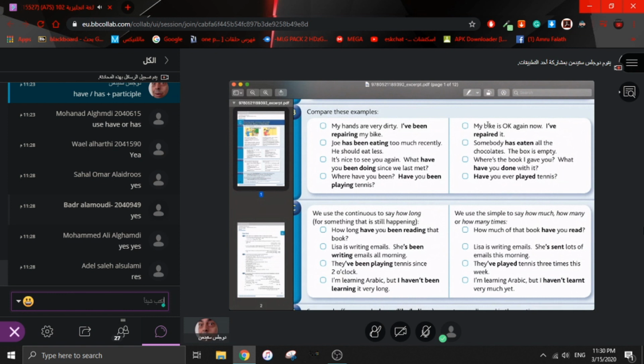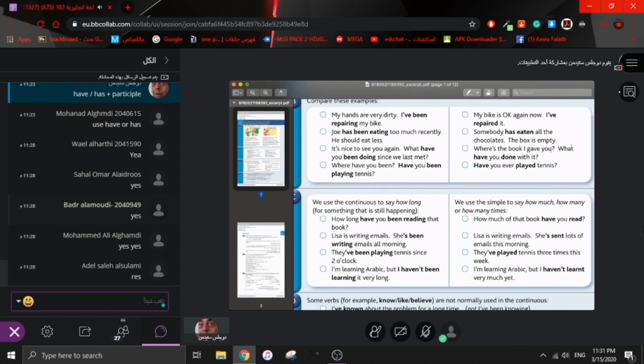Over on the right, my bike is okay now, I've repaired it. So it was broken, then I fixed it. I have repaired my bike. Done. Now it works. Oh, there were chocolates, but now the box is empty. What happened? Somebody has eaten all the chocolates. Oh no, that's terrible news. Where's the book I gave you? What have you done with it? Have you ever played tennis? So these are examples of when we use present perfect simple.